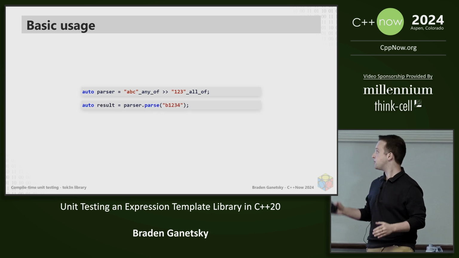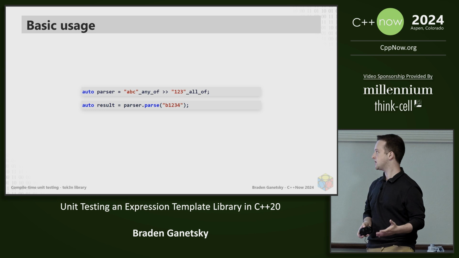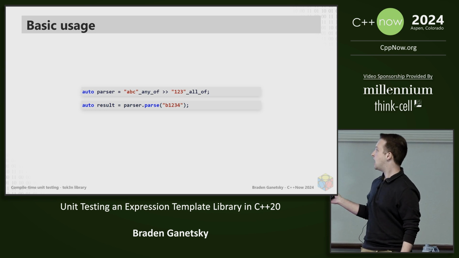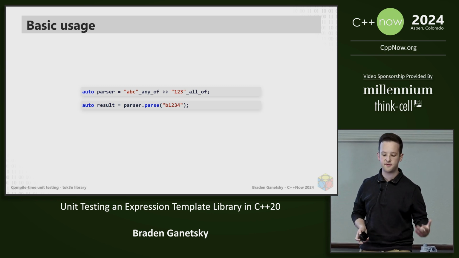So the way we use this, we call .parse. And I'm going to send in the string b1234. So what should happen from b1234? Well, the b, it gets matched in the any of parser. And then it moves to the all of parser, which matches the 1, 2, 3. And then the remainder is 4.